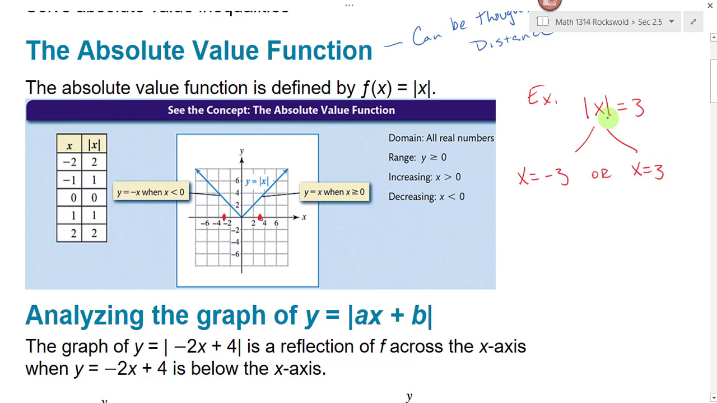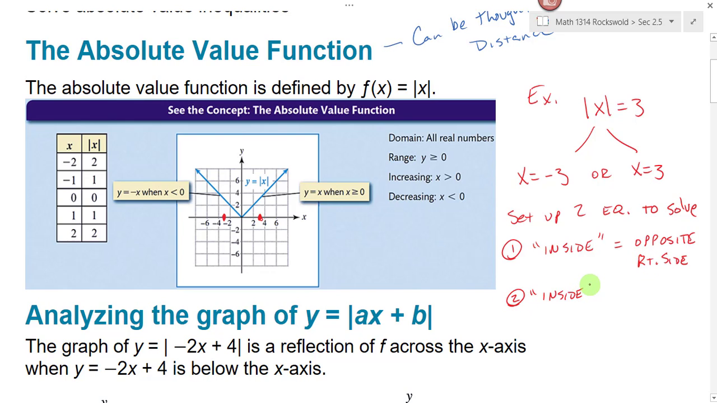So whenever you have an absolute value equation, you want to set up two equations to solve. The first one, you take what's on the inside of the absolute value bars and you set it equal to the opposite of the right-hand side of the equation. And the second one, you take what's on the inside of the absolute value bars and you set it equal to the right-hand side of the equation. Now this is assuming that you've first isolated the absolute value bars.